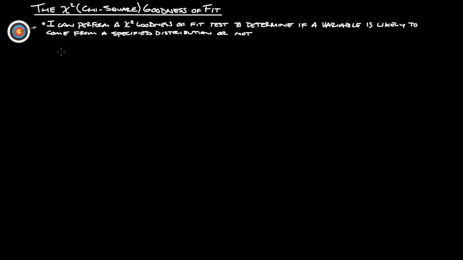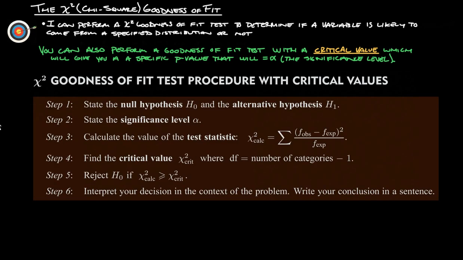Welcome back to part 2 of chi-square goodness of fit. On this, we just wanted to go over another, slightly different way to look at some of this, and that's with a critical value. So we can also perform a goodness of fit test with a critical value, which will give you a specific p-value that will equal the significance level.